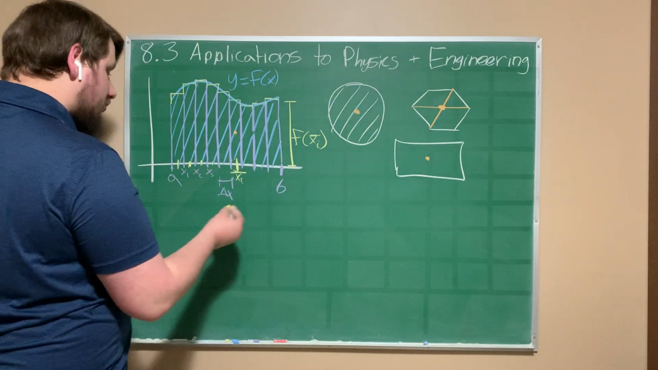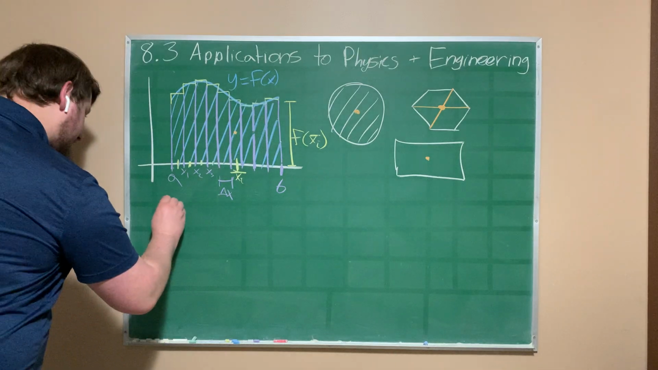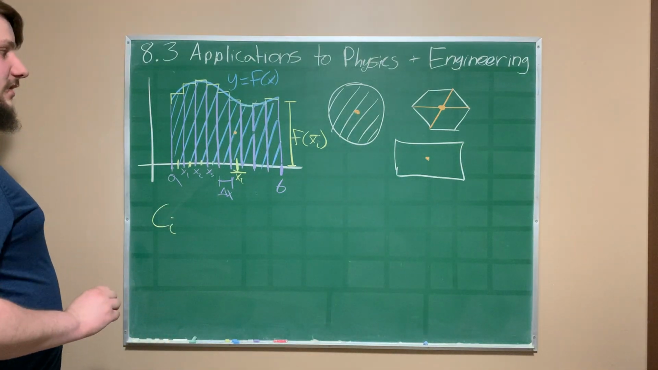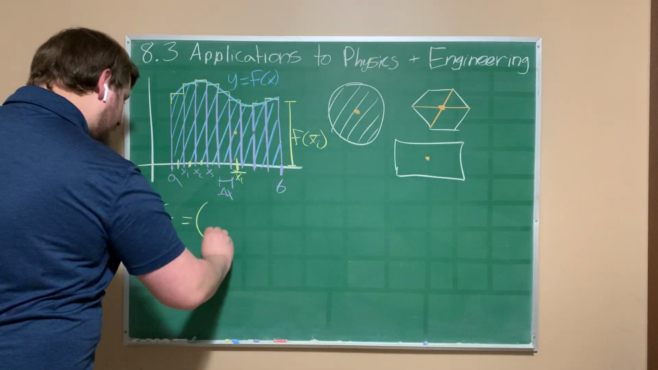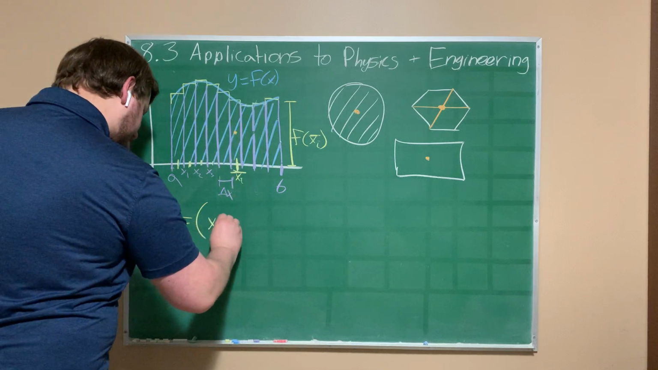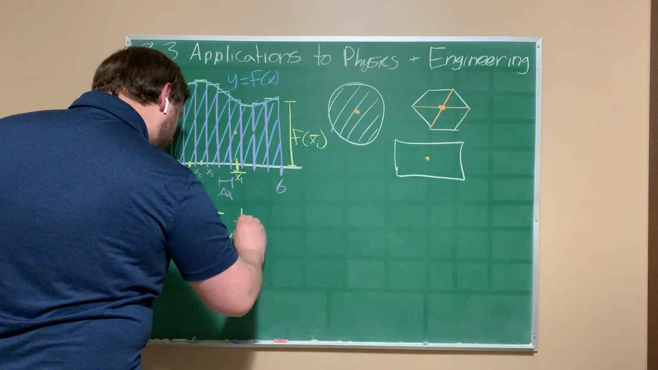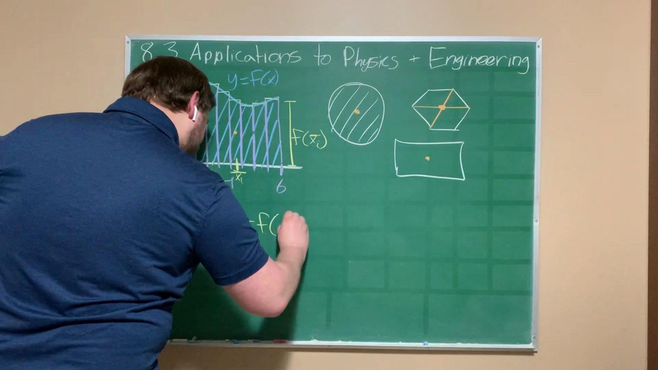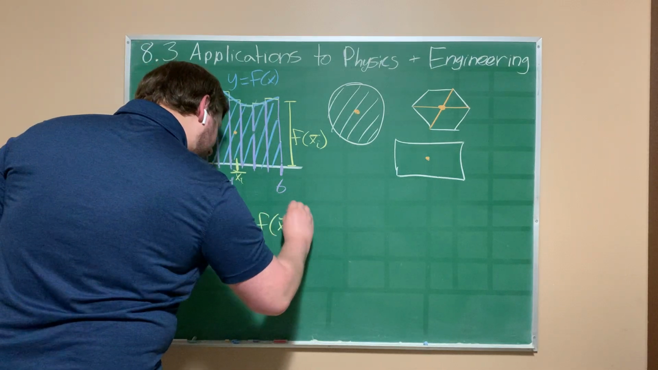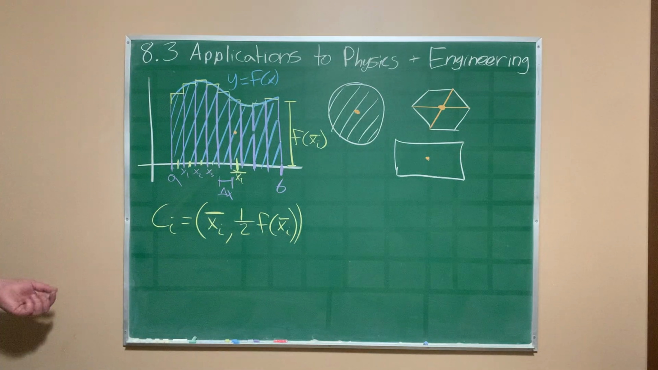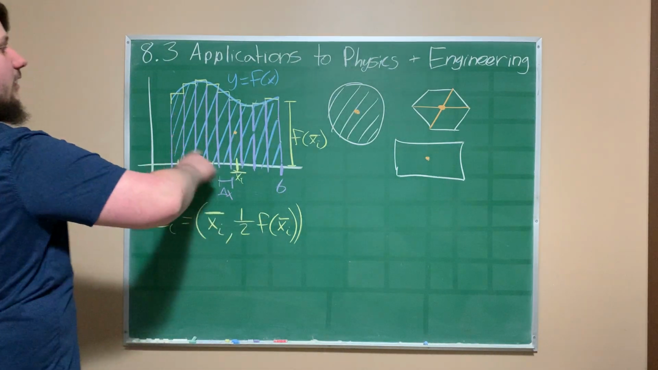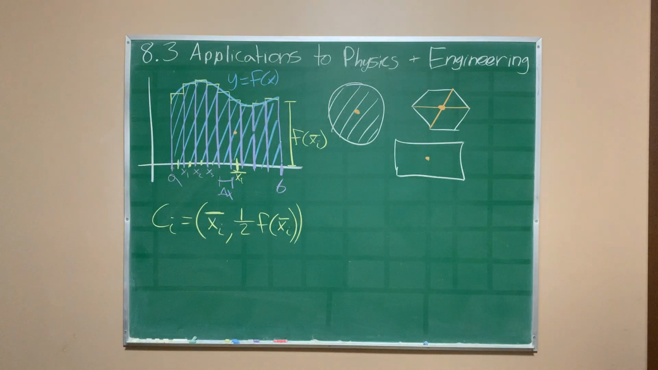That means that our centroid, our ith centroid, ci, is going to be at the point xi bar in the x direction, and then 1/2 f of xi bar in the y direction. So there we go. These are the coordinates of the centroid of each of these subdivision rectangles.